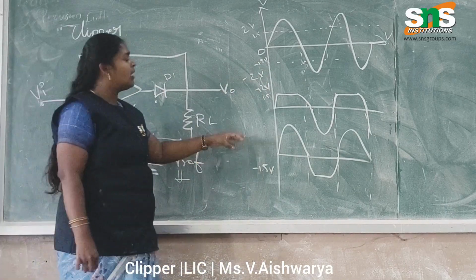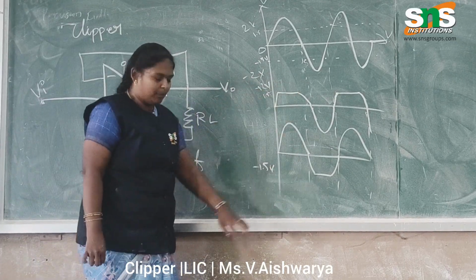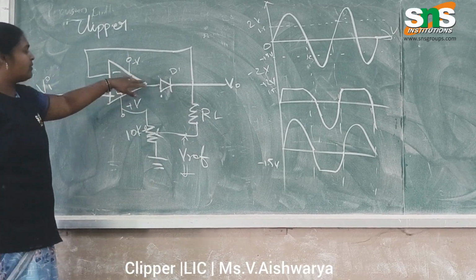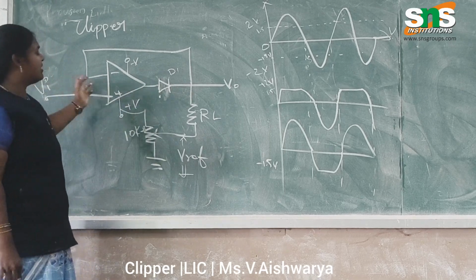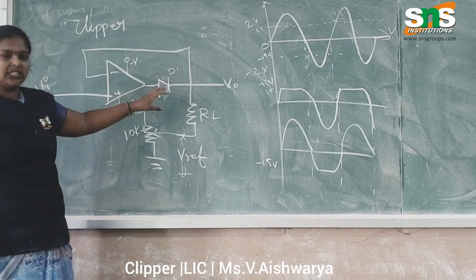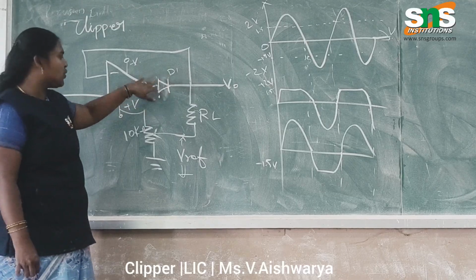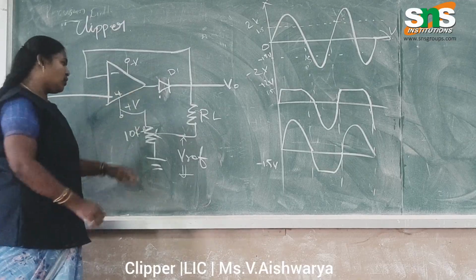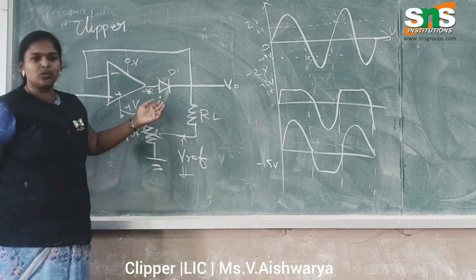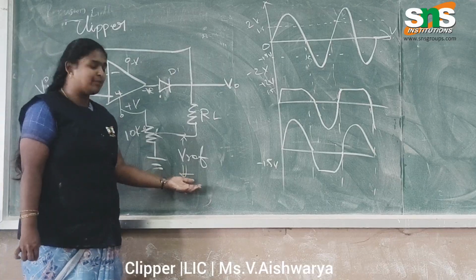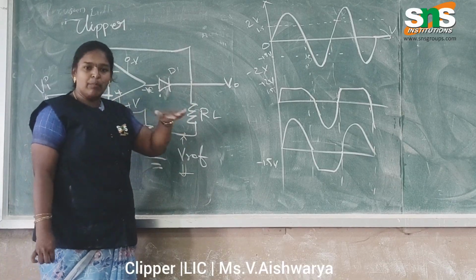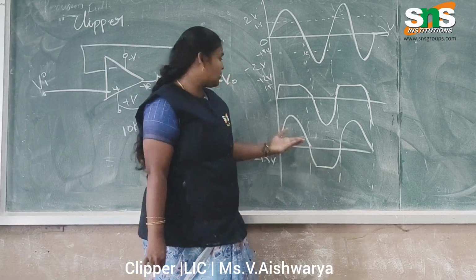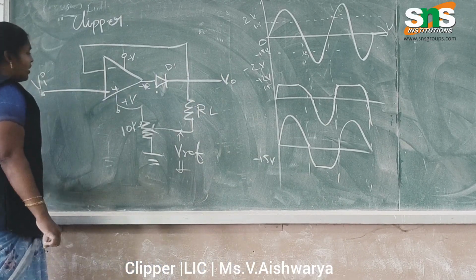So this is the positive clipper and negative clipper. When I apply a positive signal to this circuit we get the output, and when I apply a negative signal, there is no connection through this diode because positive into negative gives negative. So the diode goes to off condition, and as per this V reference signal we clip off that signal and get the desired output here. The format is the same as for the positive clipper.